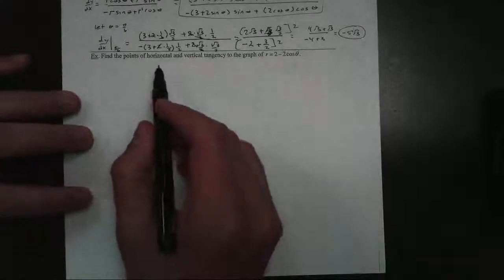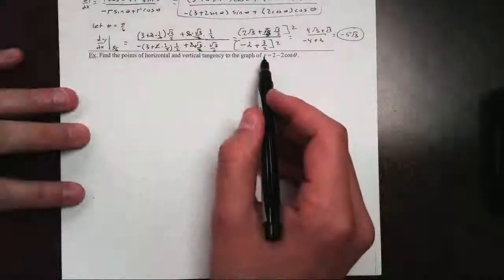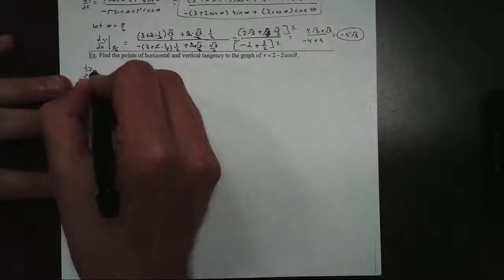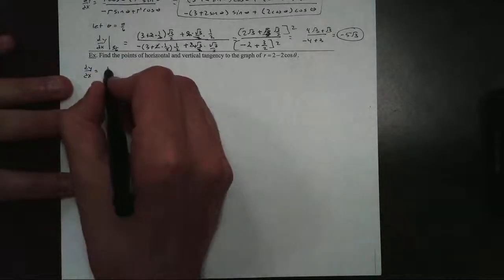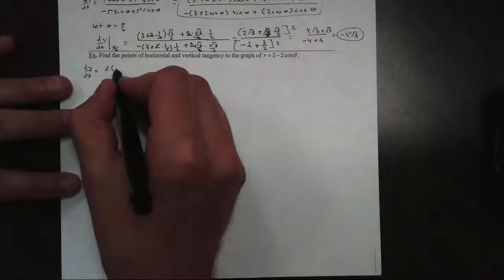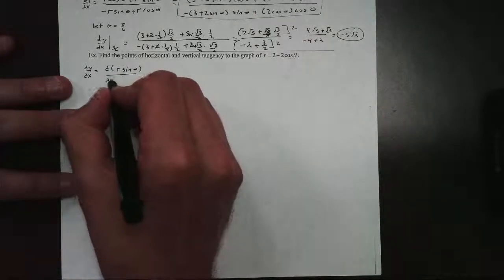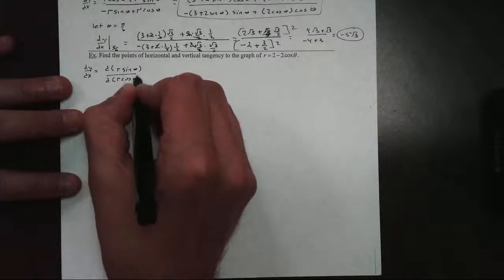On part 2, we're going to be taking a look at finding points of horizontal and vertical tangency for the graph. Now, let's say we forgot how to get the derivative. So if I want to find the derivative, dy/dx, remember this is just the derivative of the y value, and that's r sine of theta over the derivative of r cosine of theta.